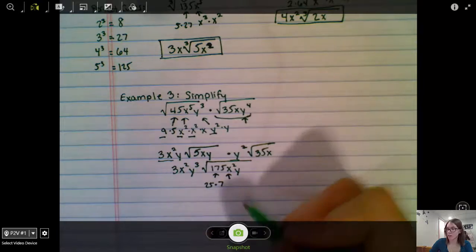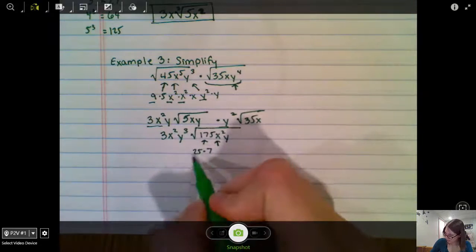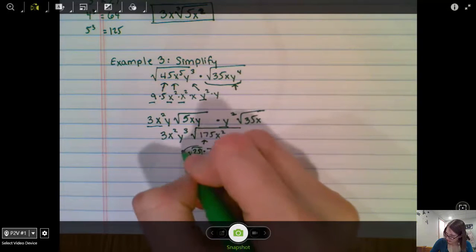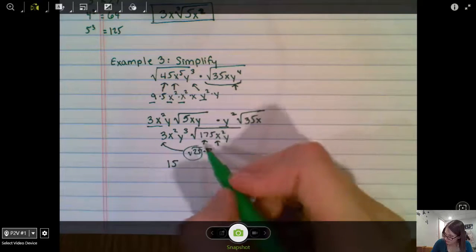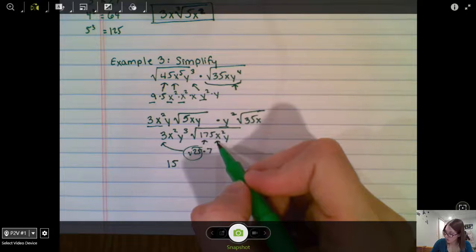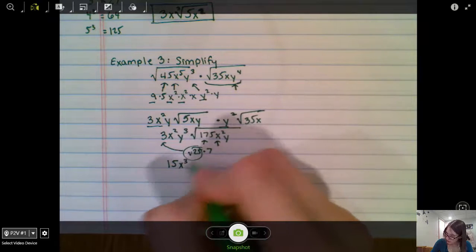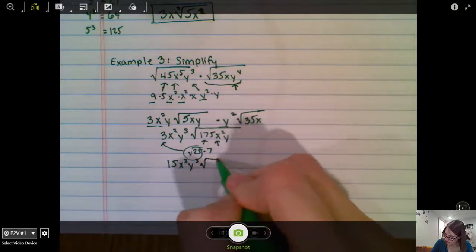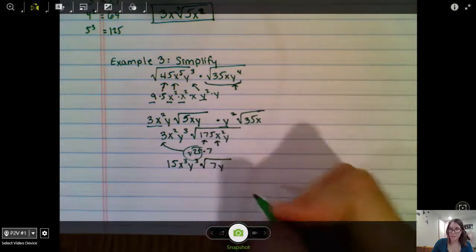We can square root our x squared also. The square root of 25 is 5. That's going to come out front. And let's multiply that with the 3 that's already there, giving us 15. We said we could square root this x squared also, which would be x. We already have an x squared, which gives us x cubed total. The y cubed we already have there, times the square root of 7y, with the 7 underneath still, and also our y.